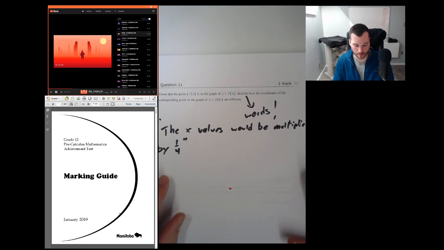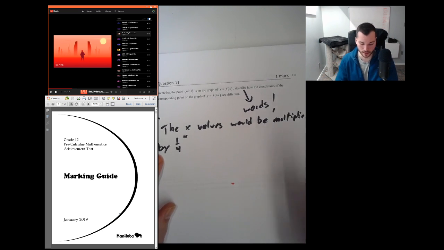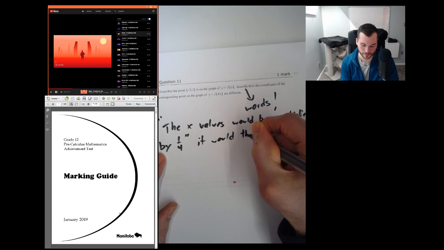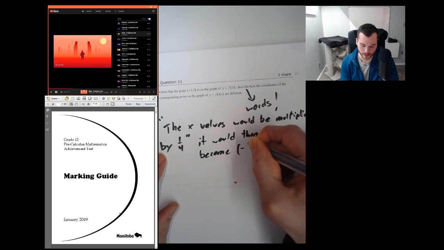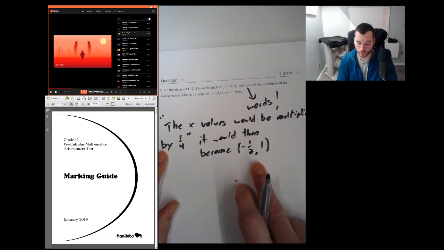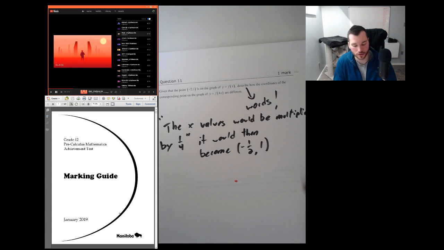The x values will be multiplied by a quarter. You could state the x values if you wanted to. You could be like, it would then become -0.5 comma 1, right? You could do that. But if you literally just put the point, 0 marks. You get nothing. Because you're not describing.